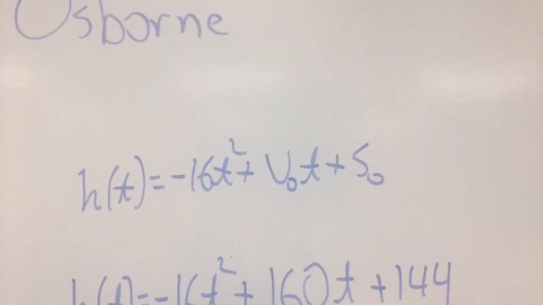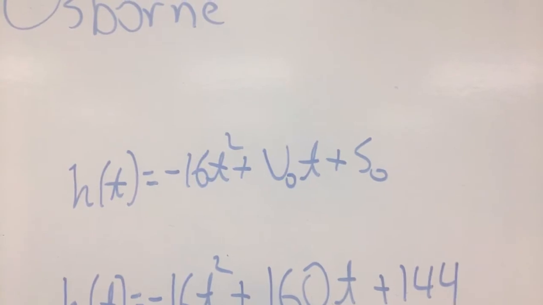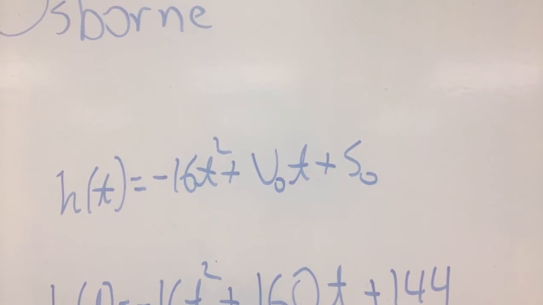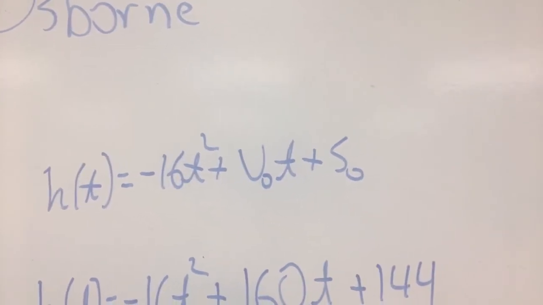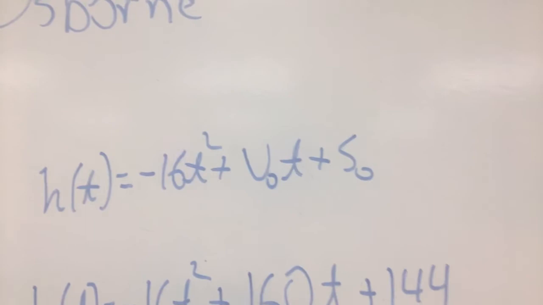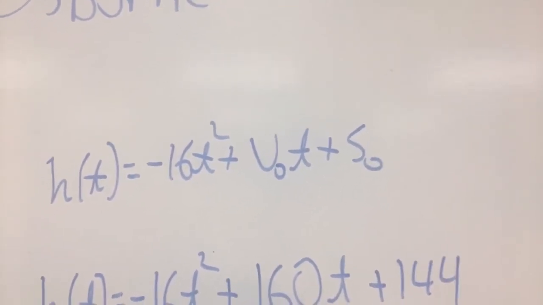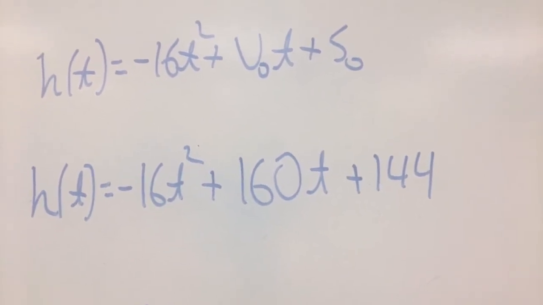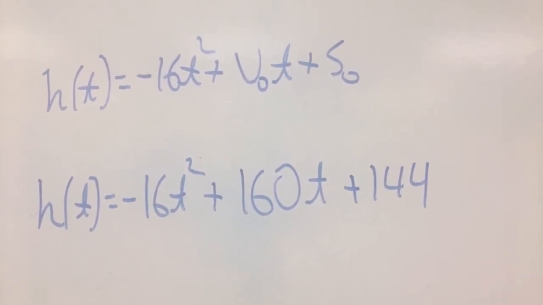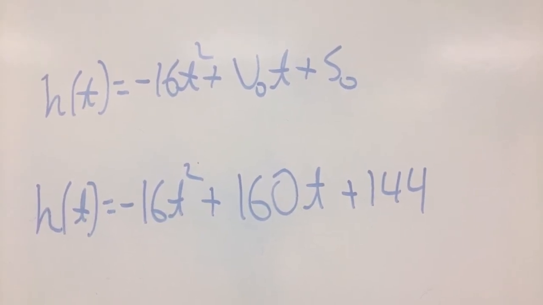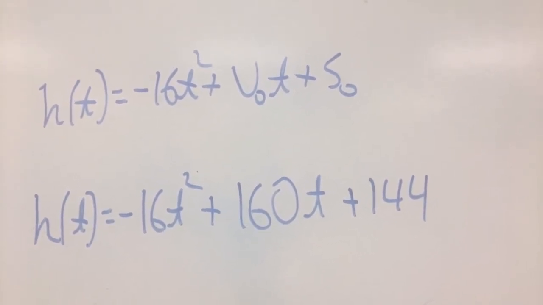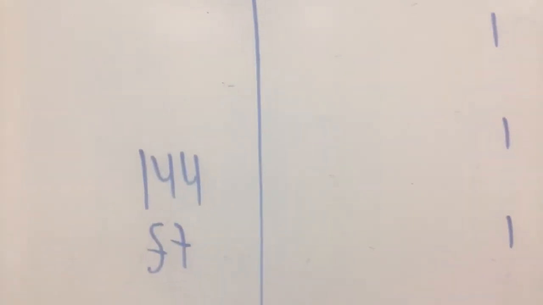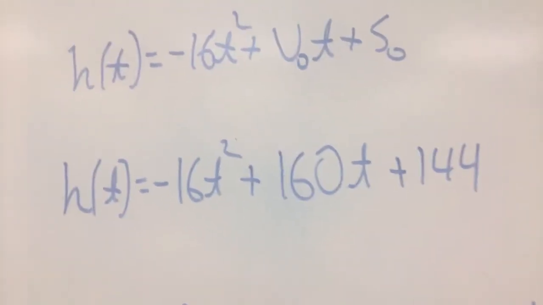H sub t, the height after some time t, can be modeled by the equation negative 16t squared plus v sub naught t plus s sub naught, where v sub naught is the initial velocity and s sub naught is the initial height. Now, I give you all of that. All you have to do is pluck it and plug it. All right, so if you pluck and plug, you get h sub t is equal to negative 16t squared plus 160t plus 144. Let's make sure we understand where I got that. 160, initial velocity. 144, initial height. There it is, okay?